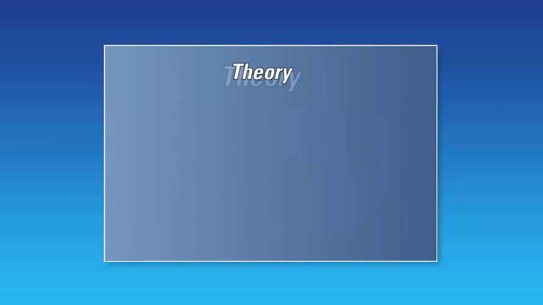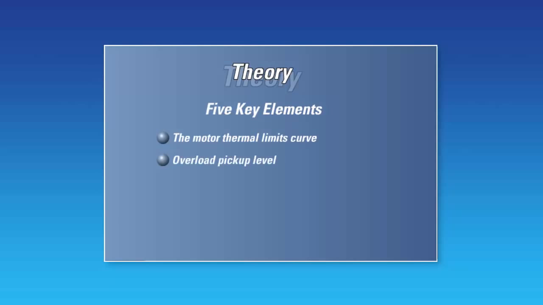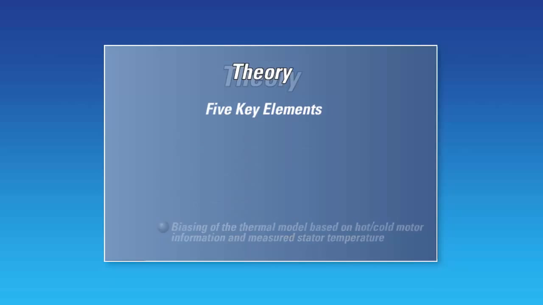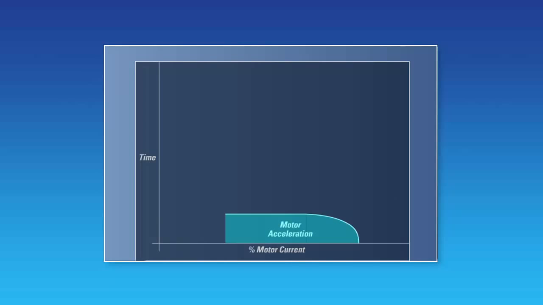The most precise way to protect a motor is through the use of motor thermal modeling. It consists of 5 key elements: the motor thermal limits curve, overload pickup level, hot-cold safe stall ratio, unbalanced biasing, and biasing of the thermal model based on hot-cold motor information and measured stator temperature. This all sounds very complex, but actually you will find it very easy to understand.